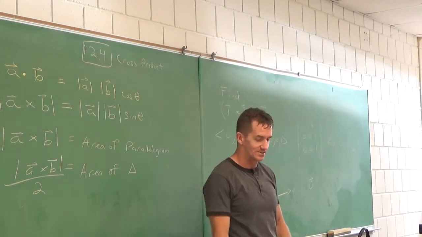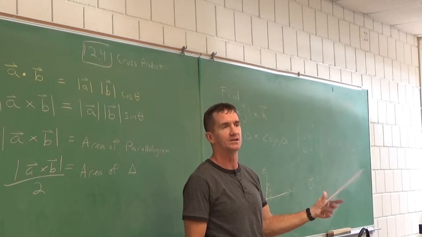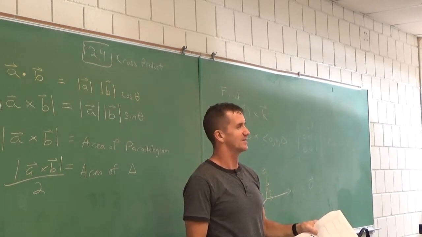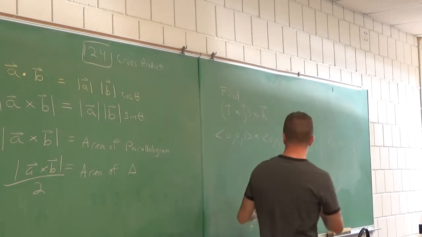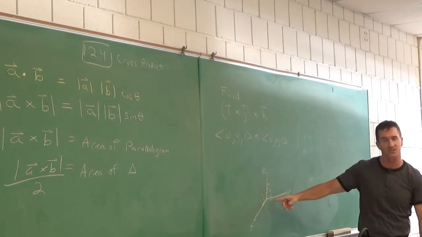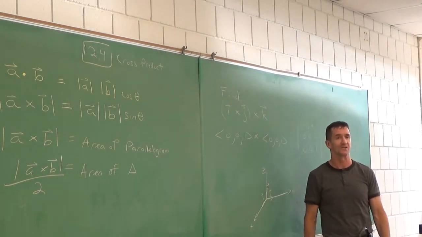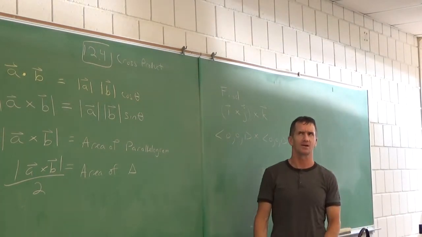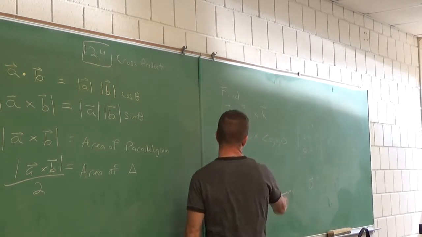Now I do want to give you a heads up. In the problem set, I have an I cross J, and I don't think that answer is zero. But you can do the math any way you want. If you want to use geometry, you can. That's a geometrical approach. But if you want to use the right-hand rule to figure out the answer, you probably can. Like, I cross J is what? I cross J is K.